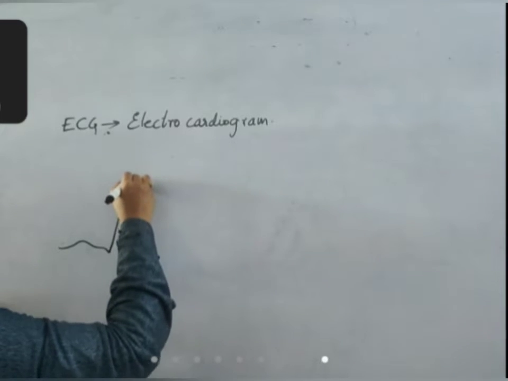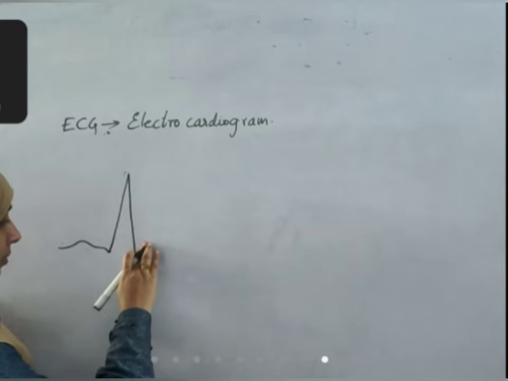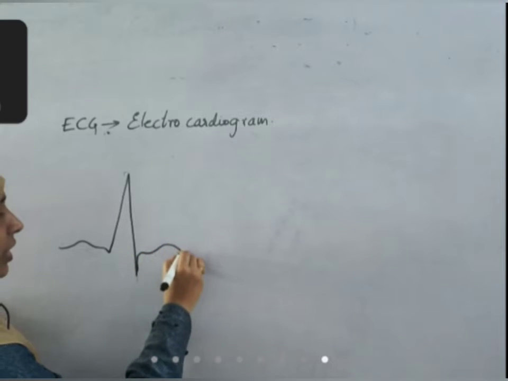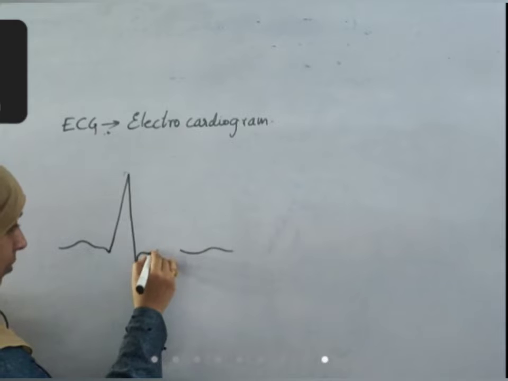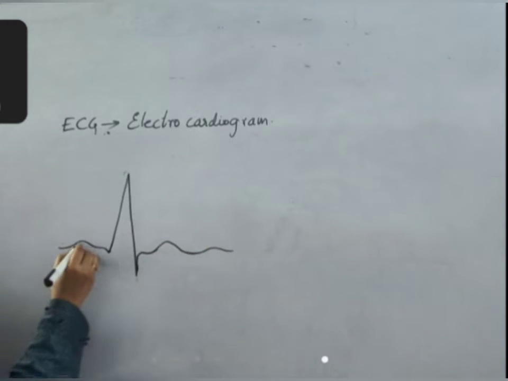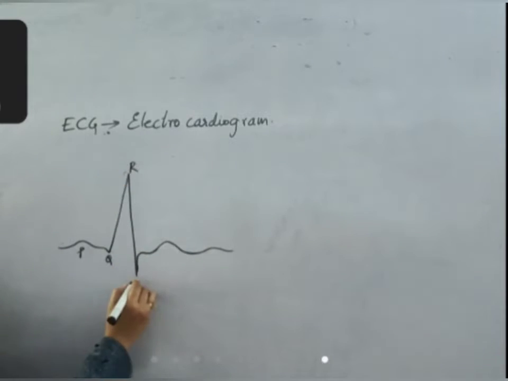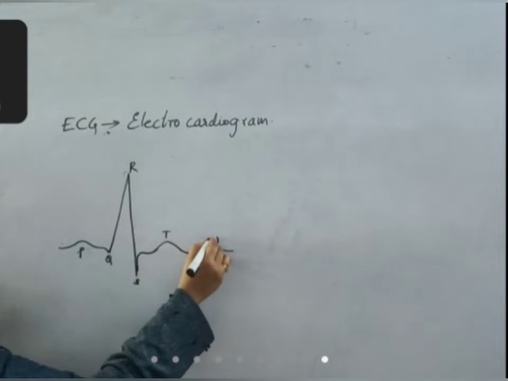R wave, S wave, T wave, U wave. Okay. This wave is the P wave. This is Q, R, S, T, U.